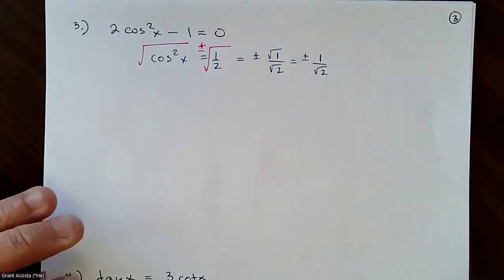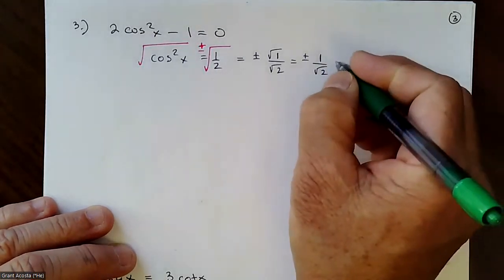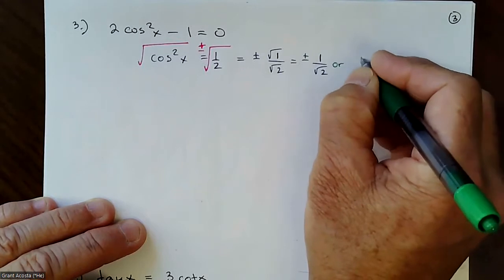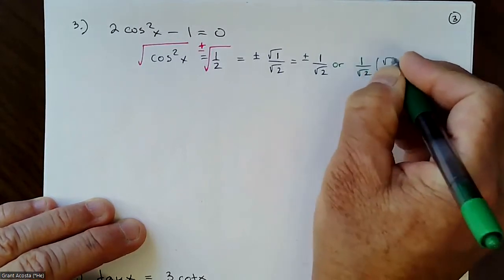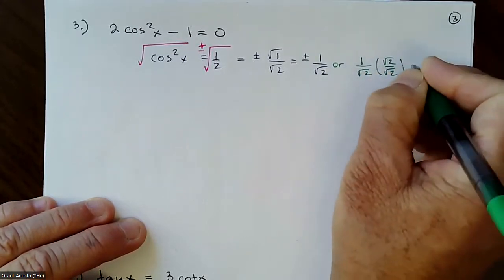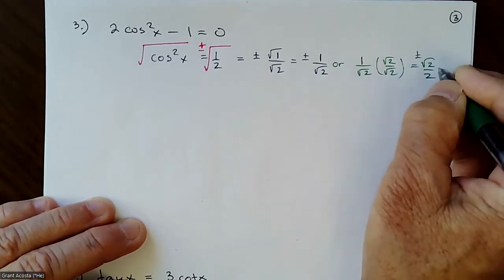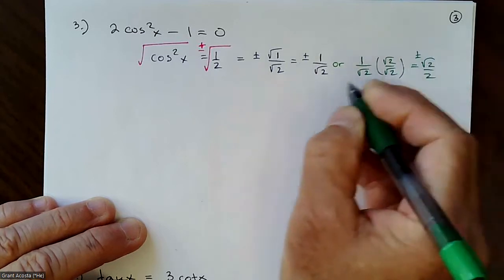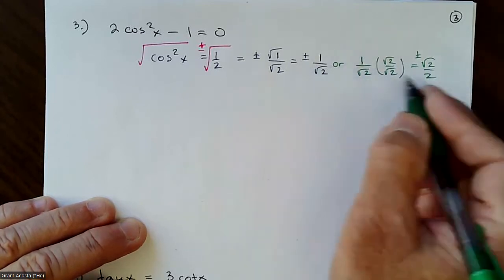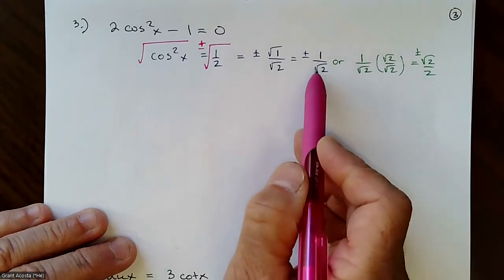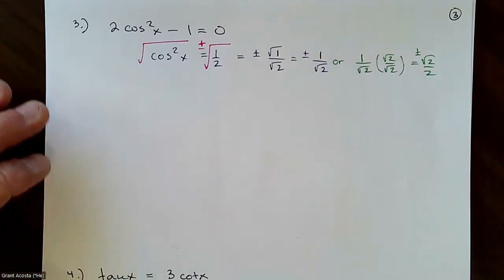But if you don't use the triangles, you should also remember that this is the same, or you could rationalize this. That is the same as root 2 over 2. If you're used to using the unit circle, you might recognize root 2 over 2. But if you're using the triangles, 1 over root 2 is fine.